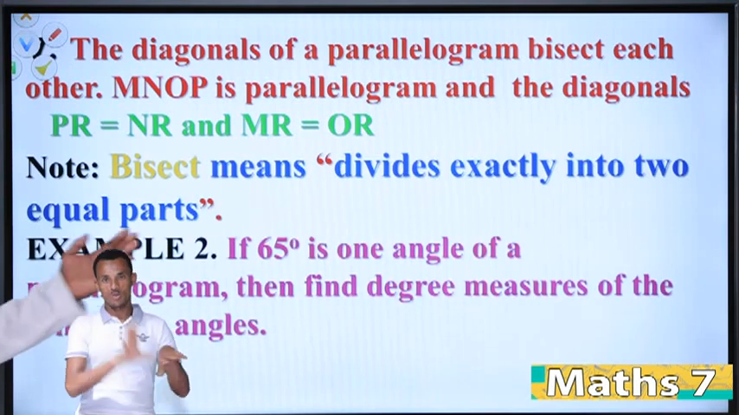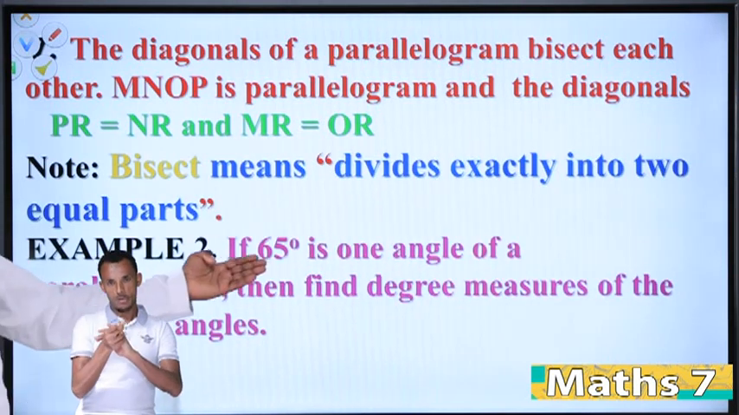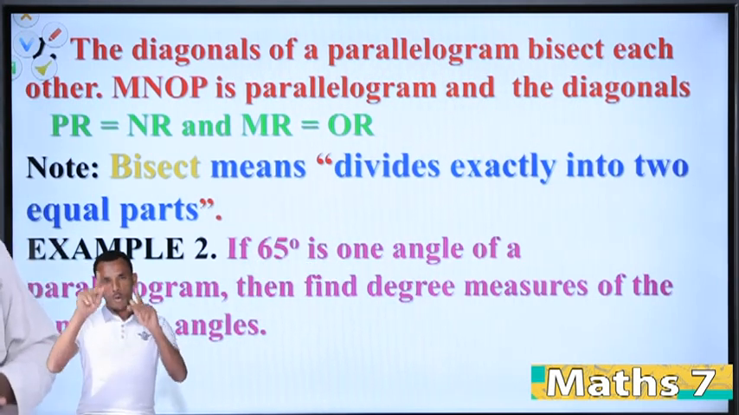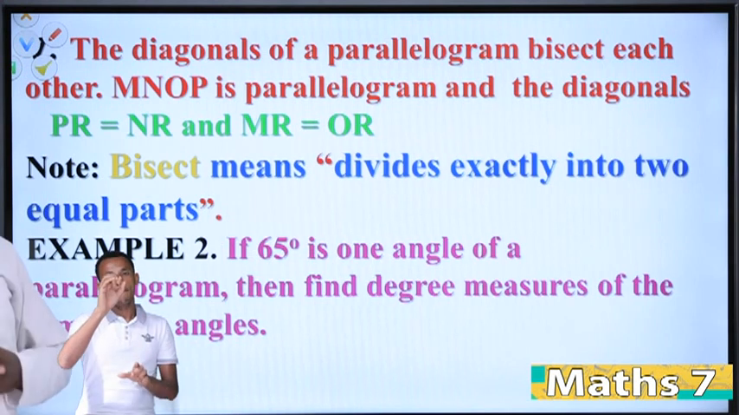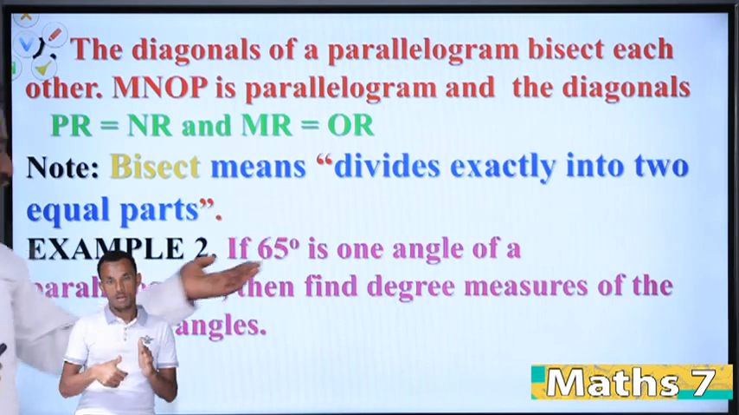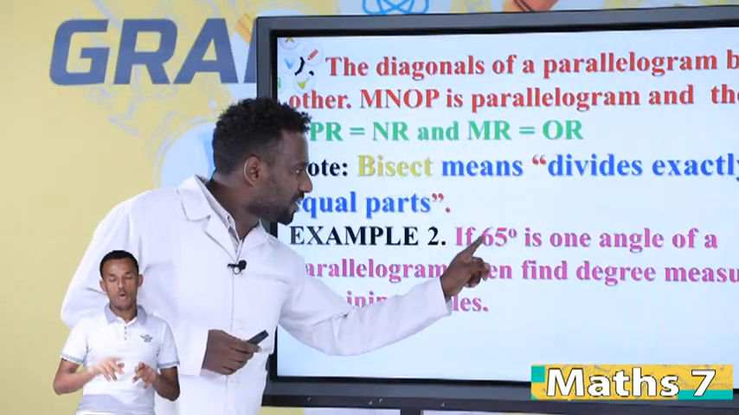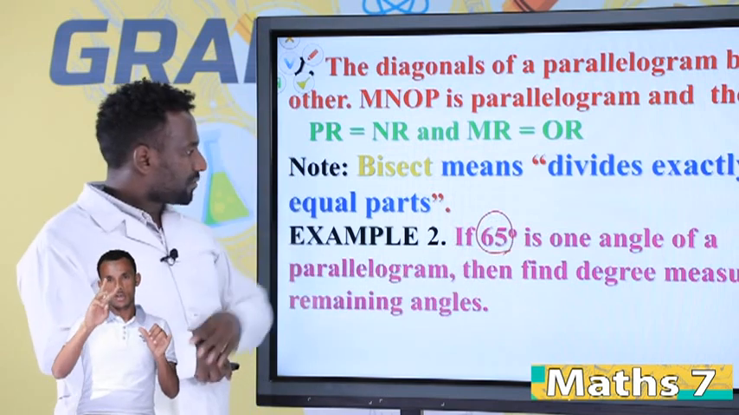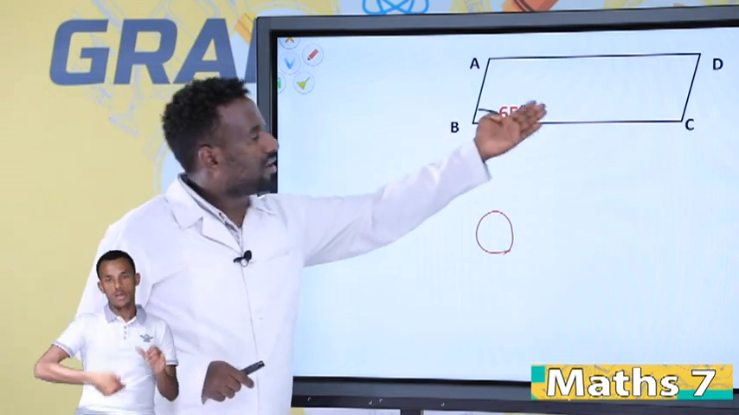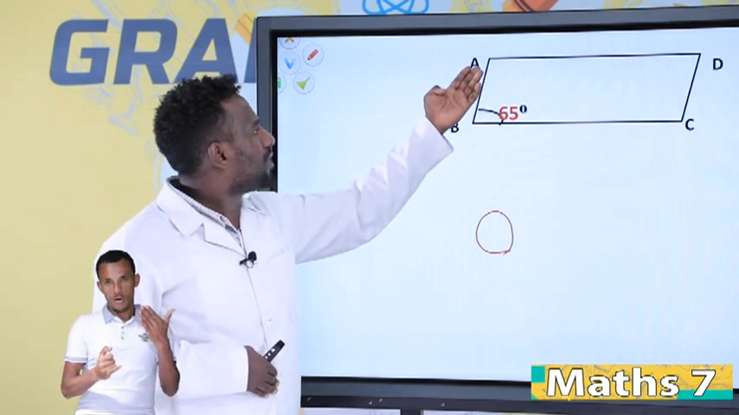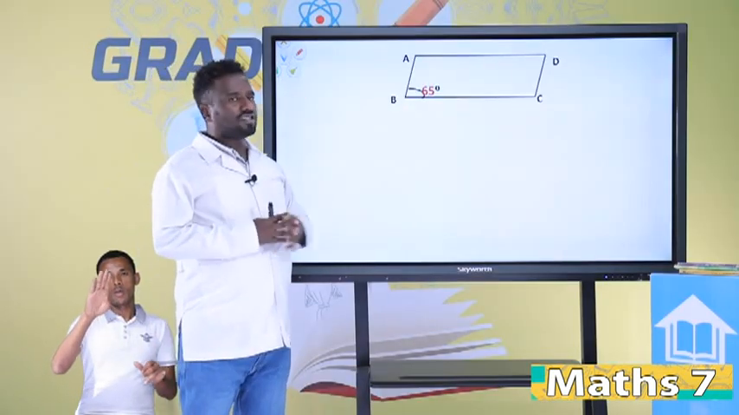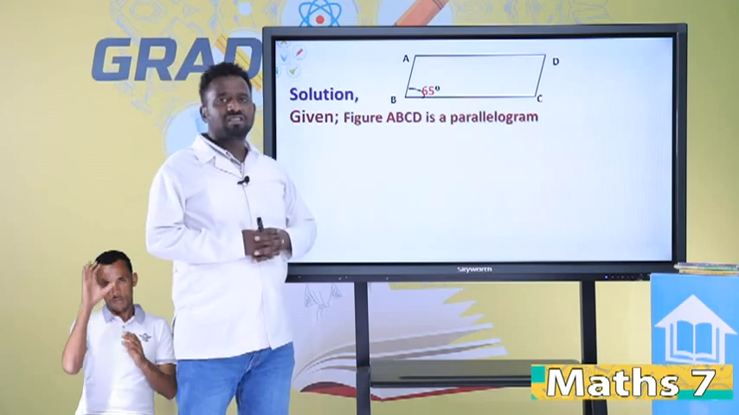Good students. Let's see one example. If 65 degrees is one angle of a parallelogram, find the degree measure of the remaining angles. In a quadrilateral, especially a parallelogram, one angle has a measure of 65 degrees. What is the degree measure of the other angles? Let's draw parallelogram ABCD. The degree measure of B is 65. Let's find the other remaining angles.